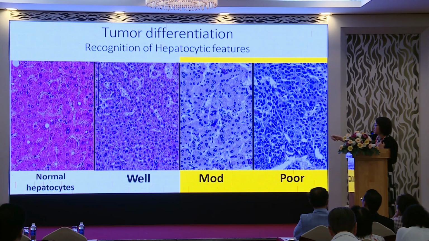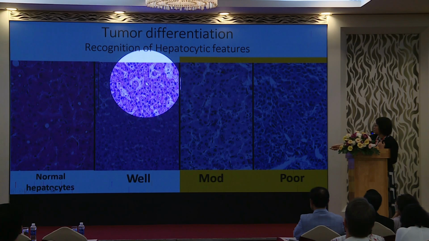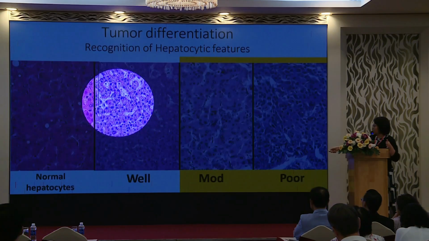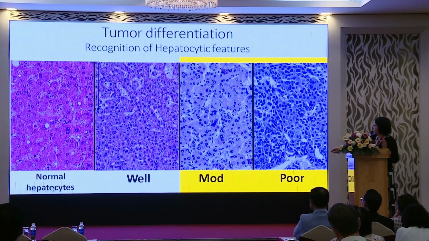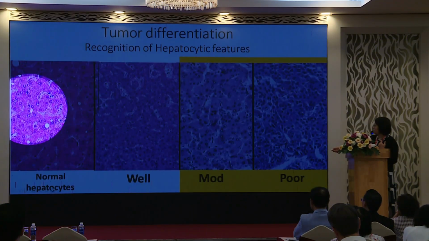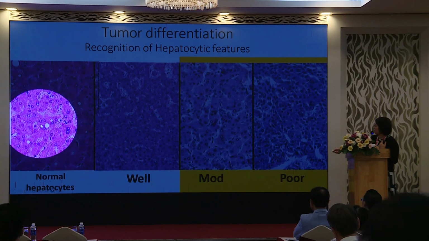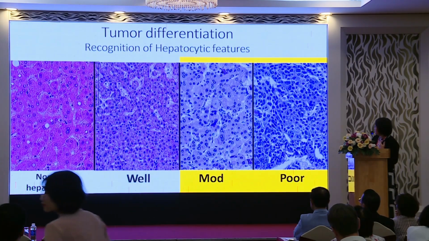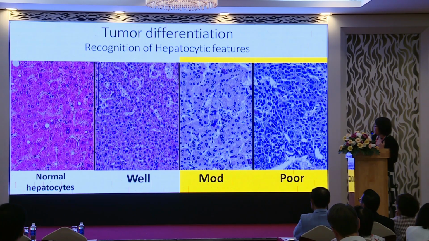Well-differentiated HCC still preserves the thin trabecular growth pattern, looks like a hepatic plate, and also the tumor color looks eosinophilic, which also preserves the nature of hepatocyte. However, when the tumor becomes poorly differentiated HCC, the tumor cell becomes more basophilic and the structure becomes more solid. So they lose the feature of hepatocyte.